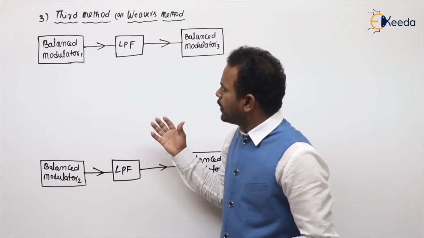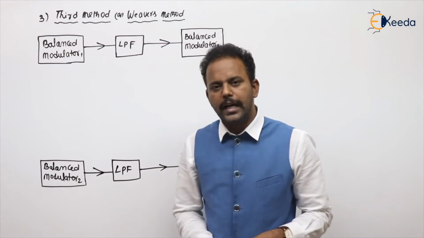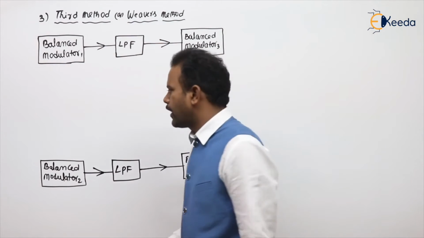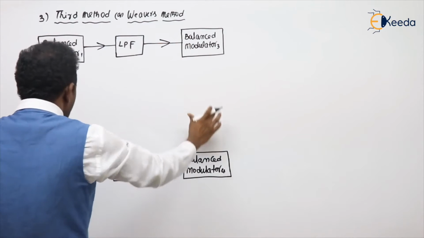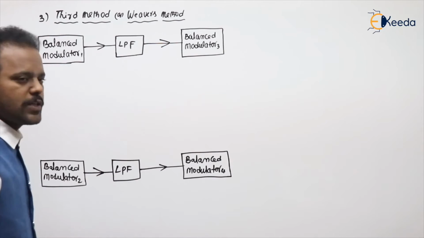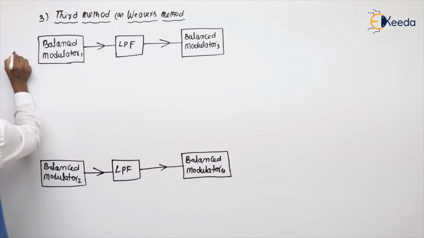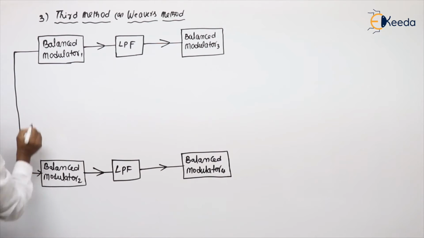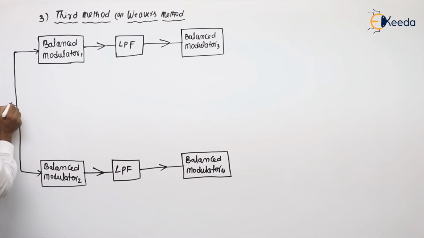Now, before going to the next explanation, let me write the complete block diagram. In the complete block diagram, we have 4 balanced modulators and 2 low pass filters. For the first pair of balanced modulators, students, what we give is the audio signal, the AF signal, which is cos omega mt.